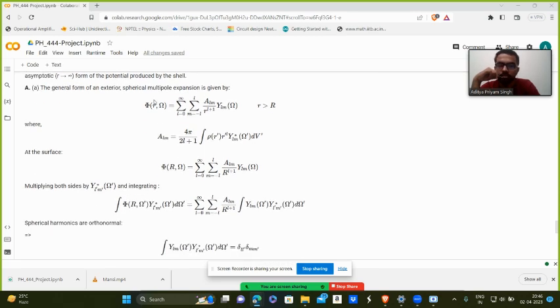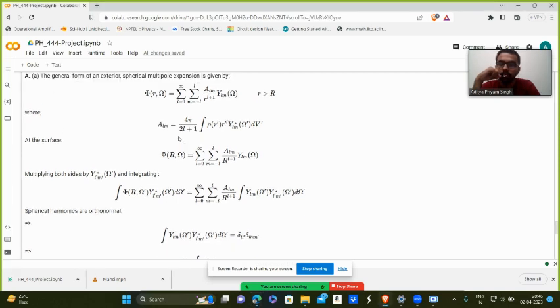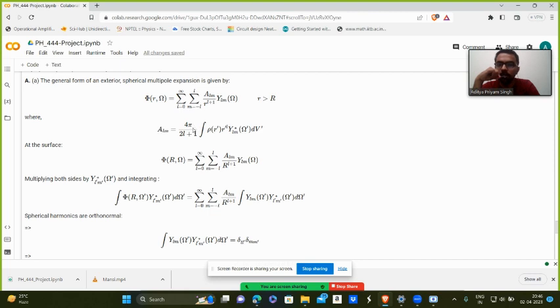So the general form of an exterior spherical multipole expansion can be written as phi of r, omega equal to the summation over L, summation over m, A_LM over r to the power L plus 1, times Y_LM of omega. This is for the distance more than the radius of the sphere, where the coefficient A_LM is represented by 4 pi over 2L plus 1 and this integral, which includes the spherical harmonics.